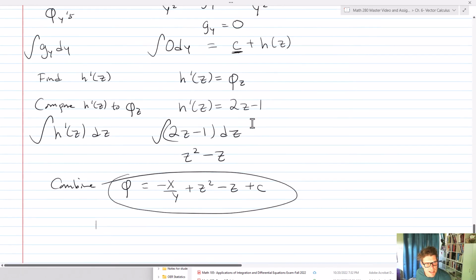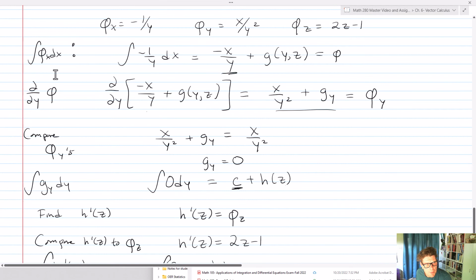So if we look process-wise, what did we do? We integrated our phi of x with respect to x. Then I took the derivative of that result with respect to y and compared that to phi of y. I ended up with x over y squared plus g of y. That was equal to x over y squared, and that ended up giving me g of y equals 0. So the comparison gives me this function of y.